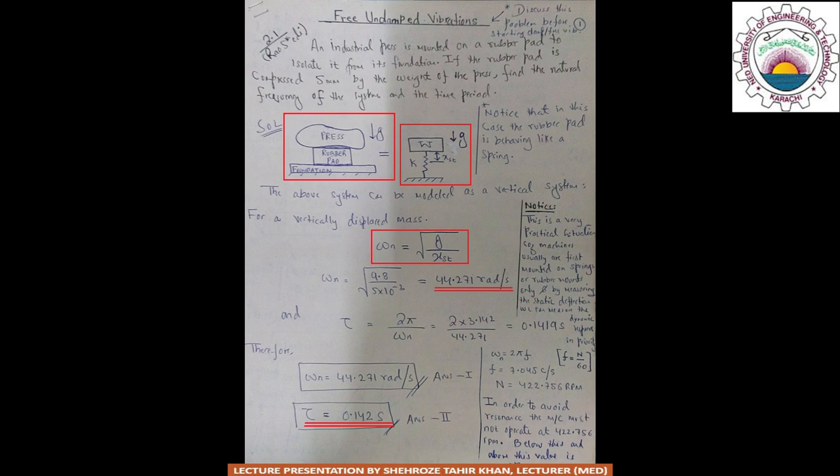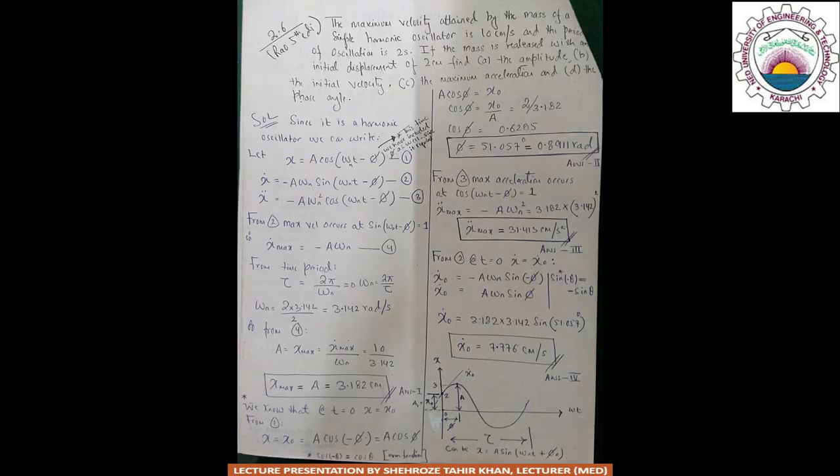Next we have problem 2.6 from SS Rao 5th edition, which states that the maximum velocity attained by the mass of a simple harmonic oscillator is 10 centimeter per second and the period of oscillation is 2 seconds. If the mass is released with an initial displacement of 2 centimeter, find part A the amplitude, part B the initial velocity, part C the maximum acceleration, and part D the phase angle.